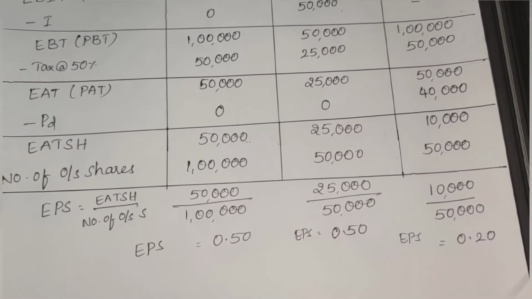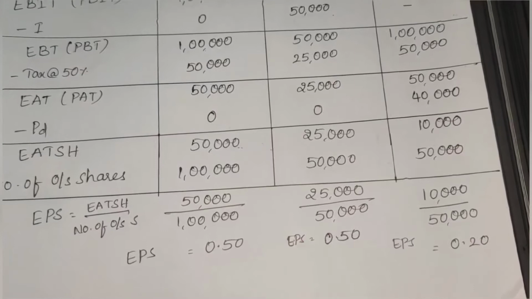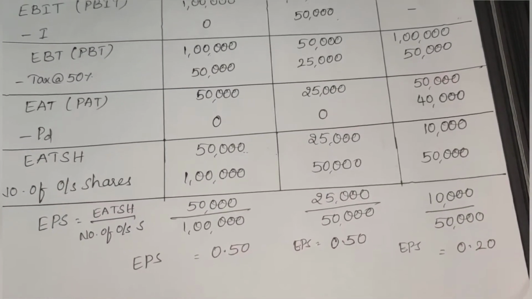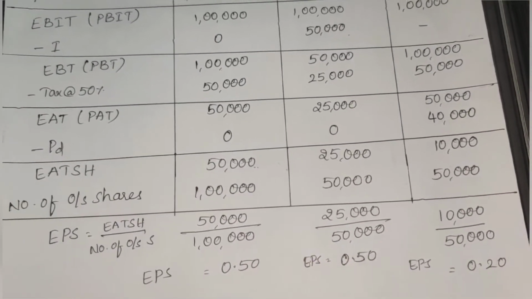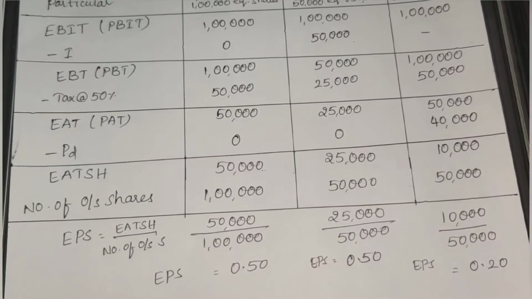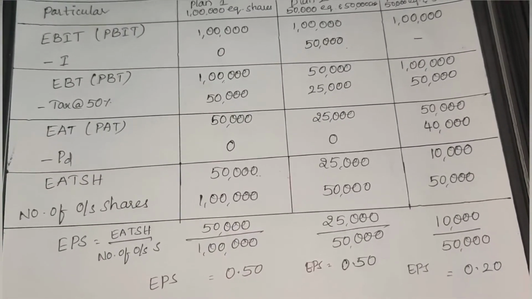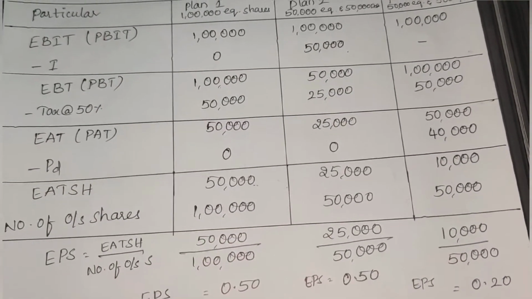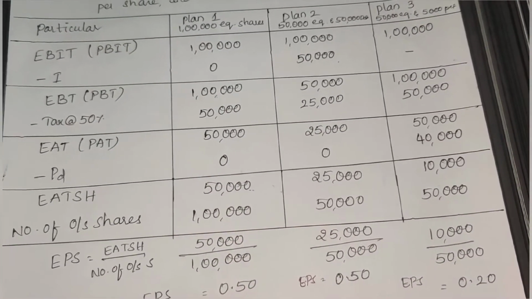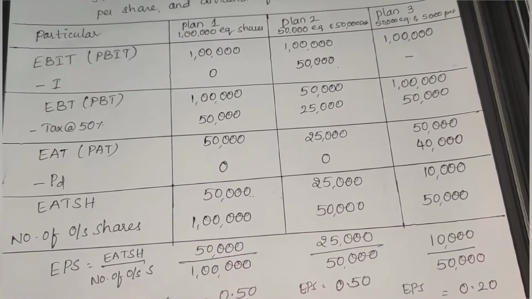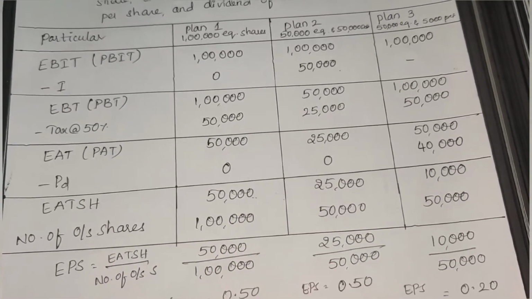Since there is preference dividend here, we have to deduct preference dividend. In the first plan, all equity, it is 0. The second plan is equity plus debt, so 0. In the third plan we have preference shares, that is 5 lakhs at the rate of 8%. Calculating it, we get 40,000 rupees. So the preference dividend is 40,000. Now from earnings after tax, deducting preference dividend, 50,000 is earnings available to shareholders in the first plan, 25,000 in the second plan and 10,000 in the third plan. Divide by number of outstanding shares in order to get EPS.